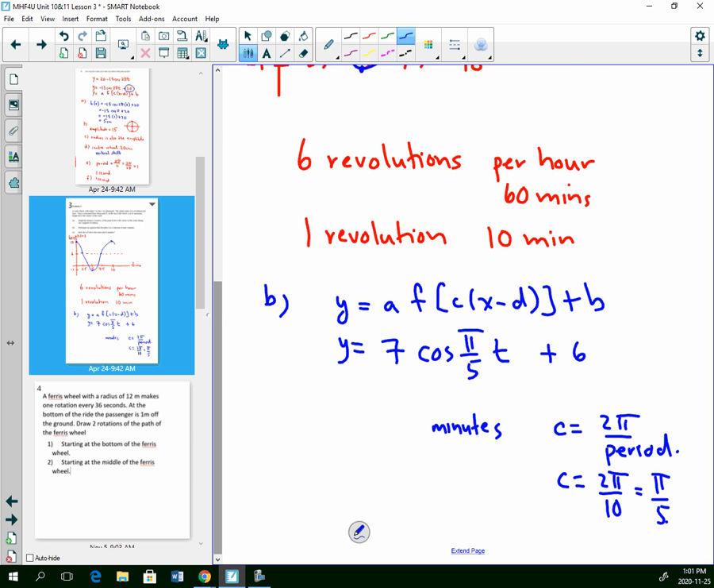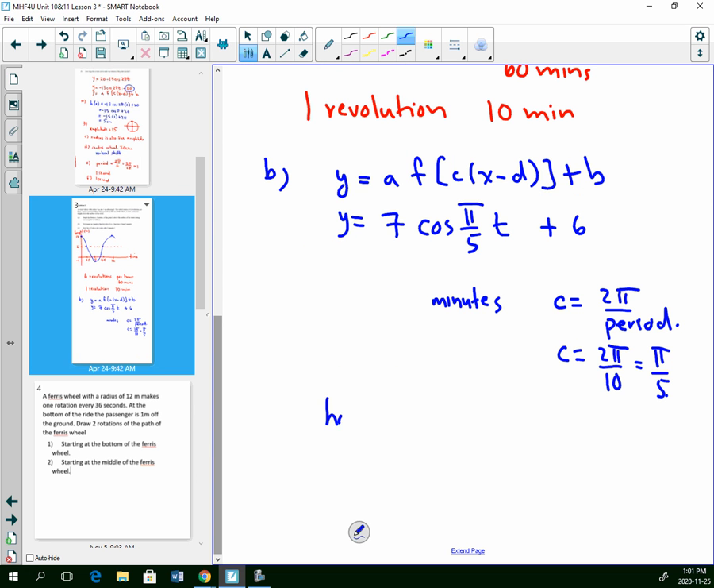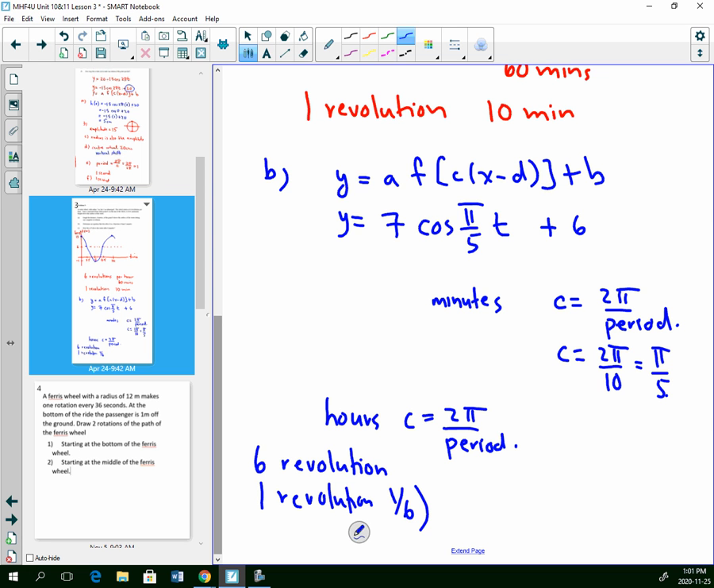So there's one option. If you do it in hours, like they did in the guide, so if you look at the answers in the guide, they have their final equation in hours. So C is 2 pi over period. But if I'm doing it in hours, it said 6 revolutions per hour. So 1 revolution would be 1/6 of an hour. So 2 pi divided by 1/6 is 2 pi times 6, which is 12 pi.